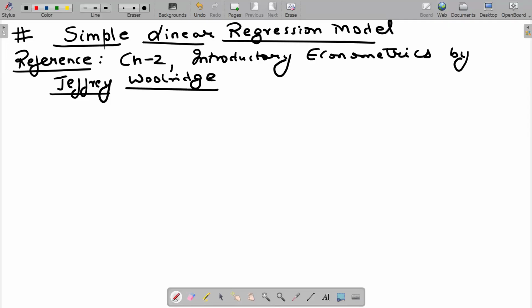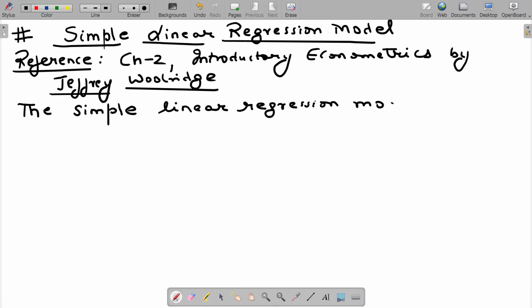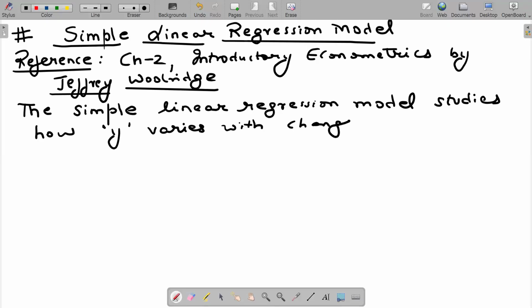Okay, so let's quickly understand what a simple linear regression model will capture. We take into consideration two variables. One is called y, one is called x. So I can write that the simple linear regression model studies how the random variable y varies with changes in another variable x.